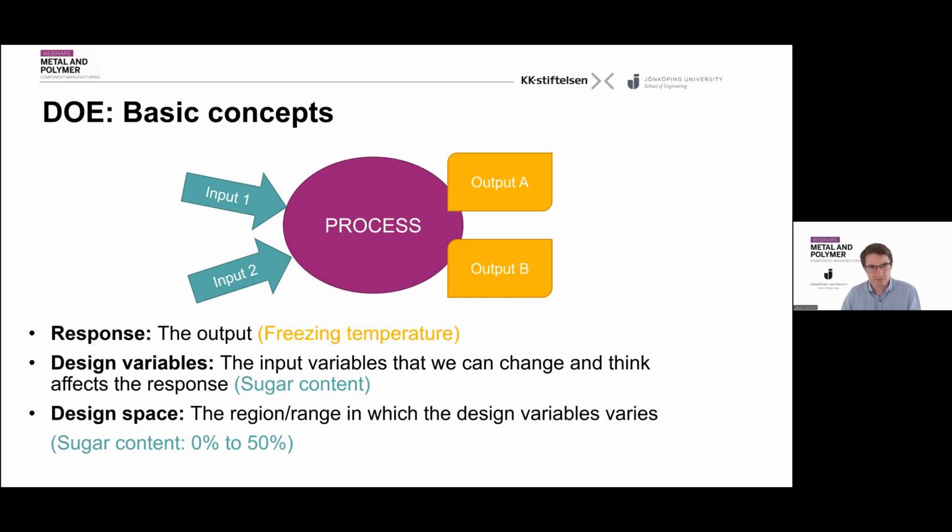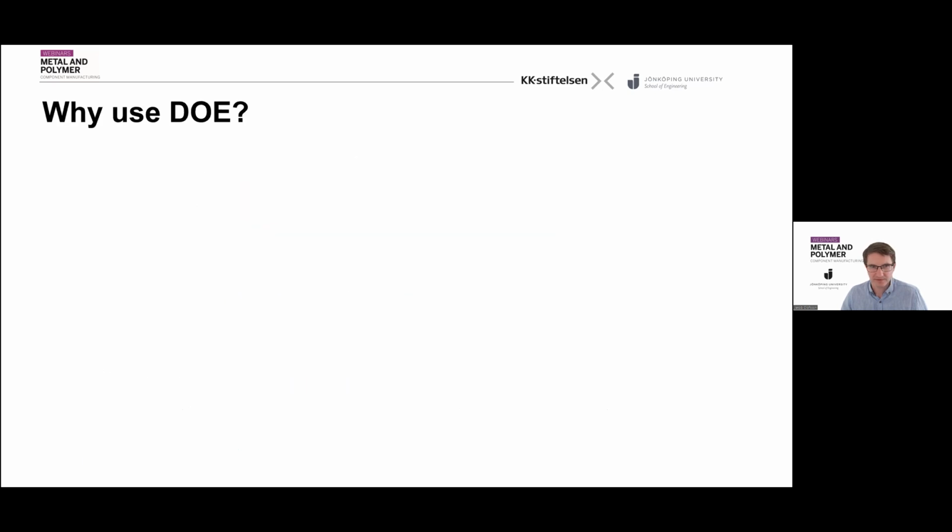So when it comes to this, we also have what is called a design space, which is the region or range in which the design variables vary. Like what I said before, we have a sugar content that varies from 0 to 50%. So DOE is basically a structured approach to analyzing such processes.